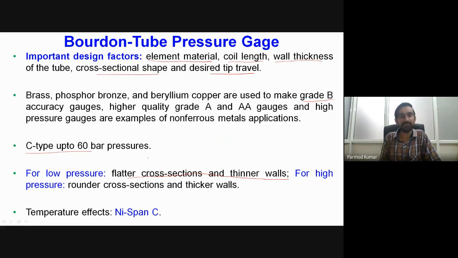Okay. And if we are using it for high pressure applications, then obviously we want that the large amount of pressure should result in only some deformation, because if we have a large amount of pressure and a significant amount of deformation, then it may go into the plastic deformation limit. So we want to keep the deformation within the elastic limit, so that once the pressure is removed, our tube should regain its original position, or original shape. So that's why when we go for high pressure applications, in order to limit the deformation within the elastic limit, we go for rounder cross sections and thicker walls.